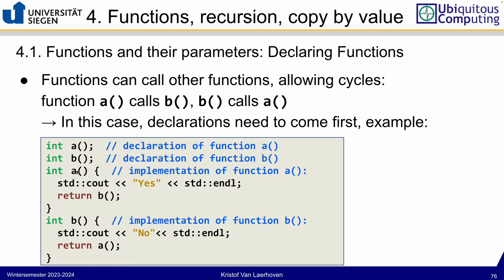In this case, we say whatever A does, it will output yes to the terminal, and then return whatever B is doing. And for B, we say it is implemented by outputting no to the terminal and then returning A. If one of those two functions is then, for instance, called in your main function, then what you will have is an endless loop of yes, no, yes, no, yes, no, until your program crashes. Does anyone already know why your program crashes?